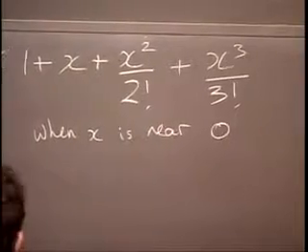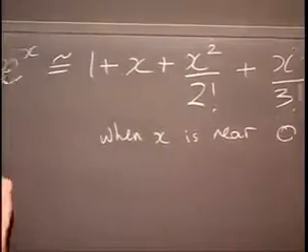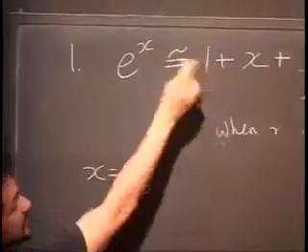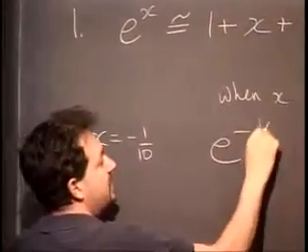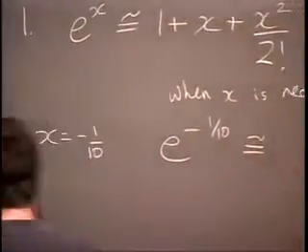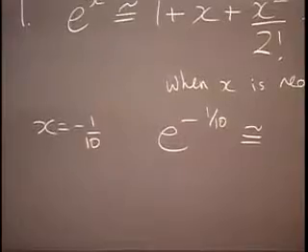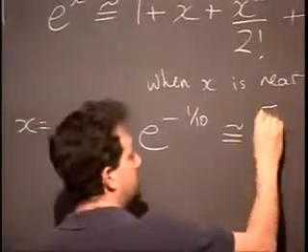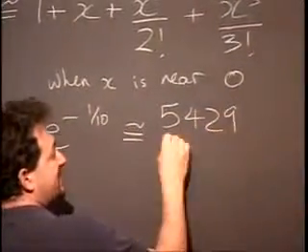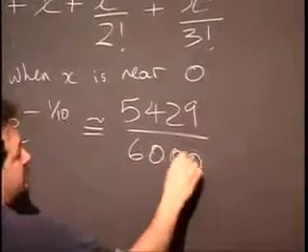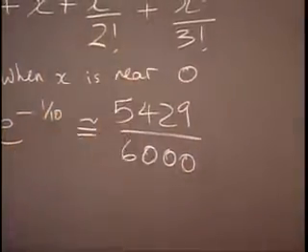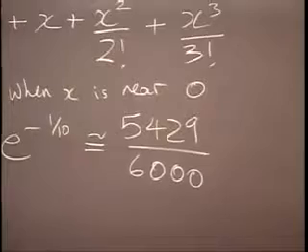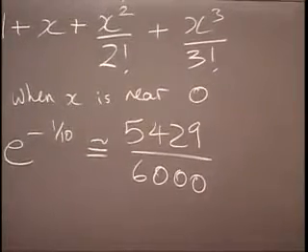And in particular, we had substituted in x equals minus a tenth, and we found that e to the minus a tenth was approximately equal to, I think, 5429 over 6,000, which was easy enough to calculate just by plugging a tenth into that. And the beauty of it is we don't need a calculator or anything like that.